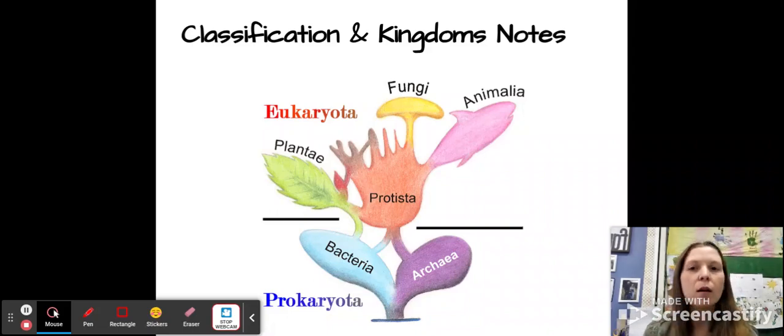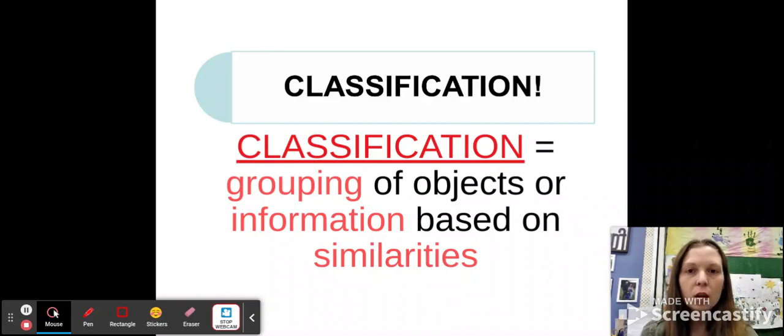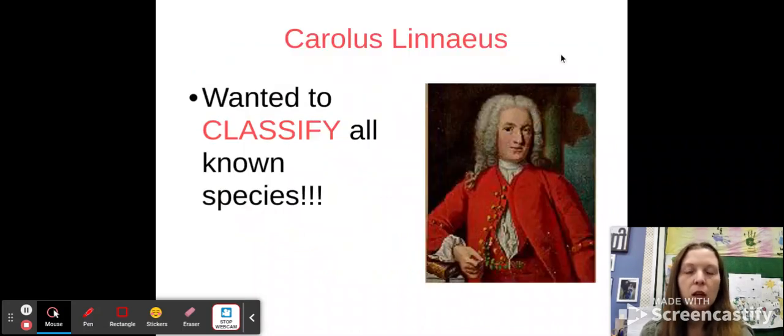Hey everyone, this is our lesson on classification, specifically taxonomy. And with taxonomy, we're looking at our branches of biology, basically, of life. So classification is defined as the grouping of objects or information based on similarities. So we look at molecular biology, DNA. We can look at homologous structures, things like that when we look at these areas of classification.